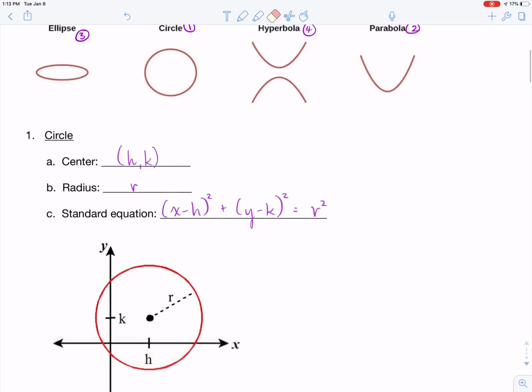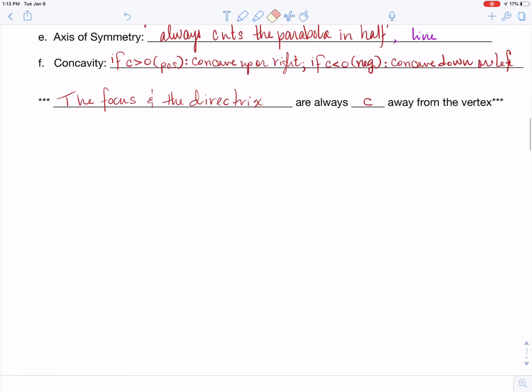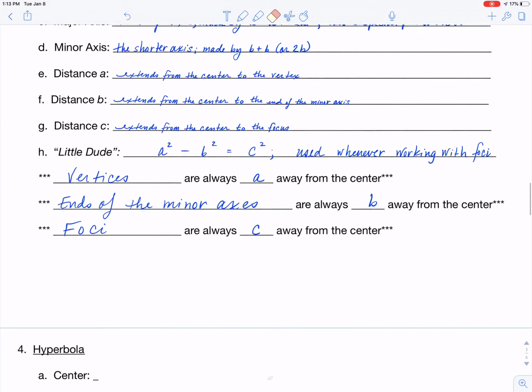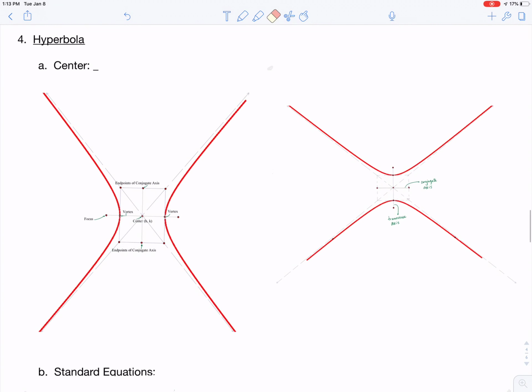So if you'll go all the way down to the hyperbola so that we can get an overview of that particular conic section. I bet you can guess what the center is going to be. That's going to be at (h, k). You'll notice that I have two hyperbolas here. One of them opens right and left, and the second one opens up and down. I did not mark all of the pieces on both, but they all have the same set of labels.